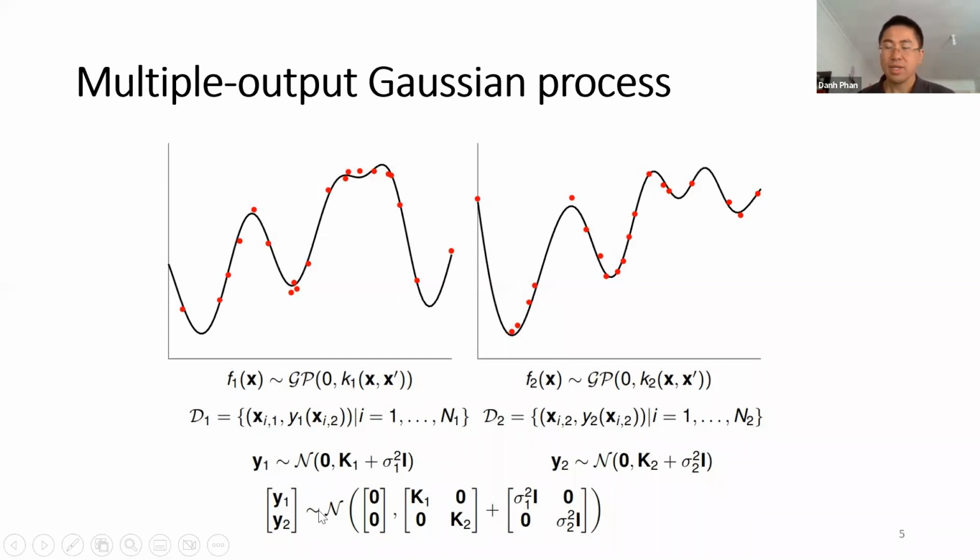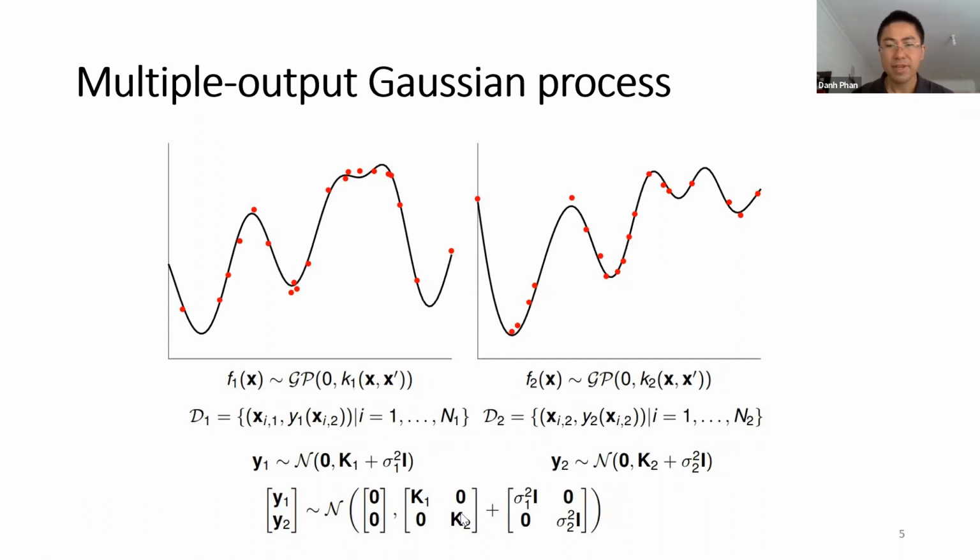And if the 2 data sets are independent, if they are not related to each other, we can form it as a multivariate normal distribution with a bigger mean column vector and a bigger covariance matrix, plus some noise here. And you can see that the off-diagonal here is 0 because they are independent. So in the case of independence, we can model the 2 outputs like this, right?